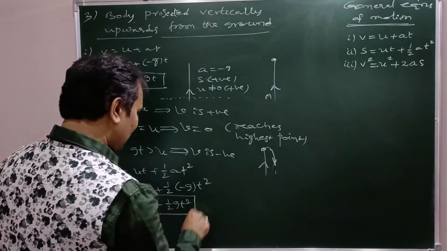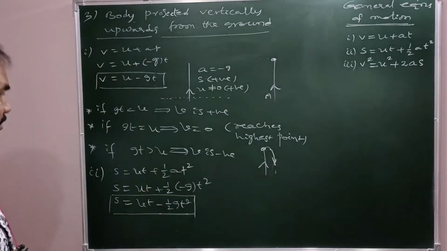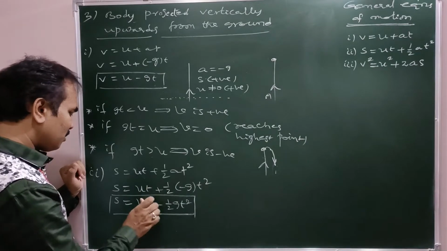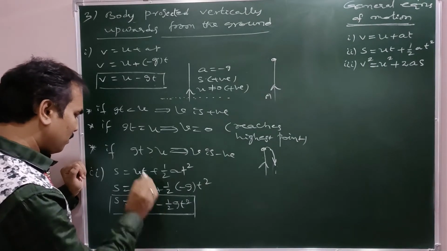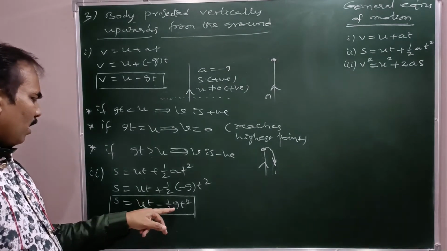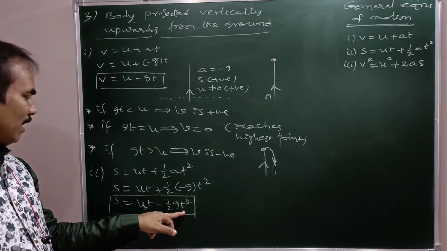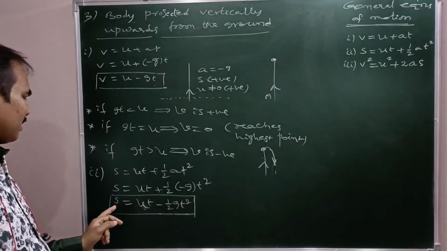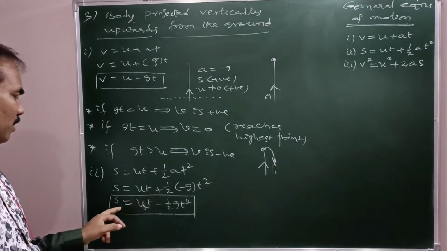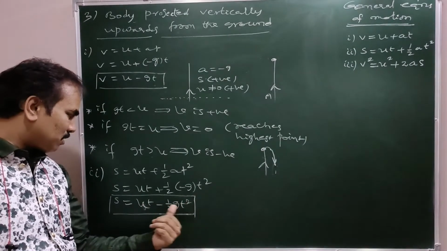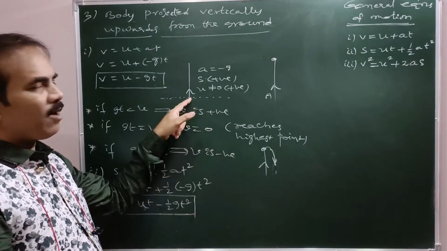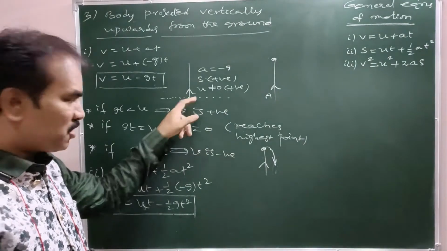This is the transformed equation for this case. Second equation: s equal to ut minus half g t square. Am I right? Here also, at time t equal to 0, what happens? The second term becomes 0. That is, s equal to ut, and t is also 0 here, so s equal to 0. So if we substitute t equal to 0, s becomes 0, which means the body is at the point of projection at time t equal to 0.